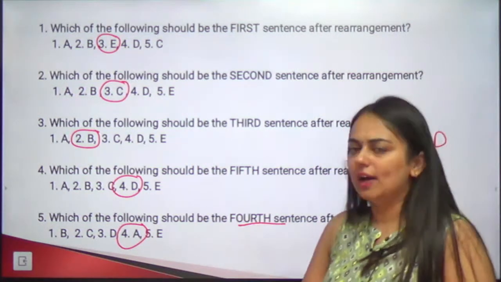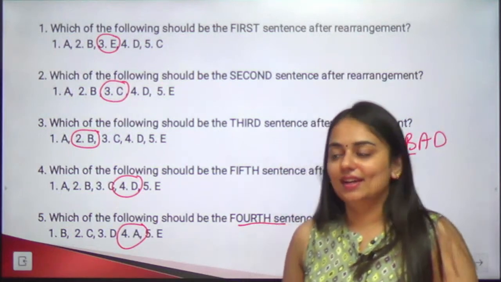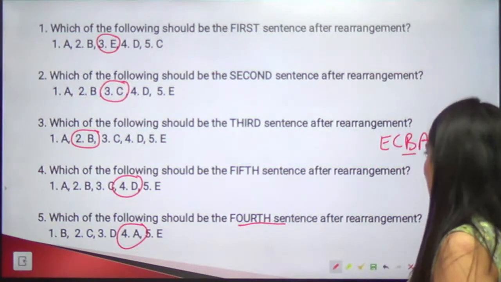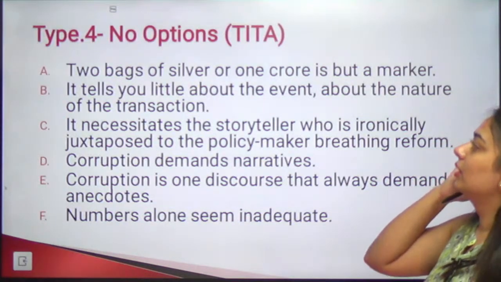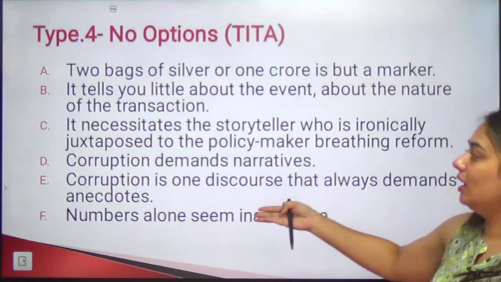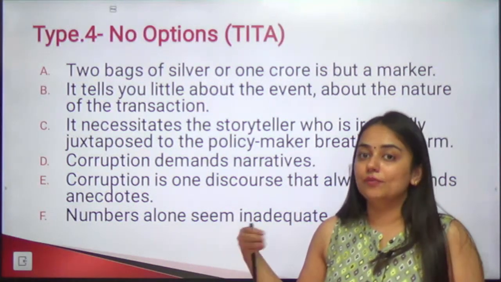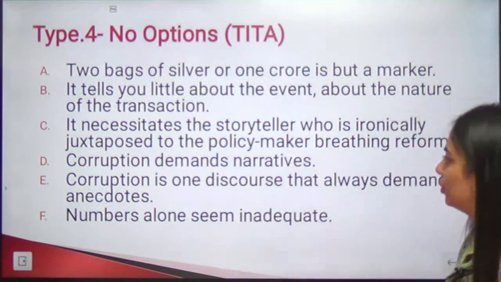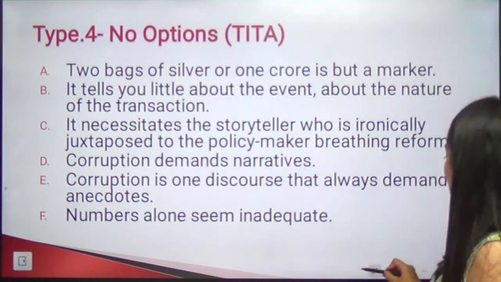So they may ask you questions like this also. I have given you 5 questions. They may simply ask you 1 or 2 on the basis of your arrangement. So which is the fourth one, which is the second one, and so on. Let us do one more question. Type 4 is you may be given 5 sentences to 6 sentences in the CAT exam without any option. Let's go through it and try to identify the right sequence. So this is the last question for today.